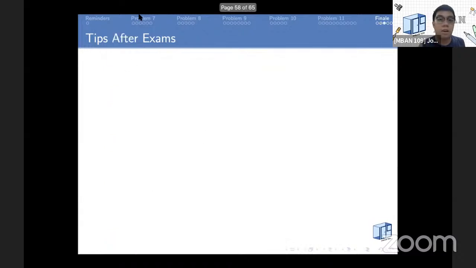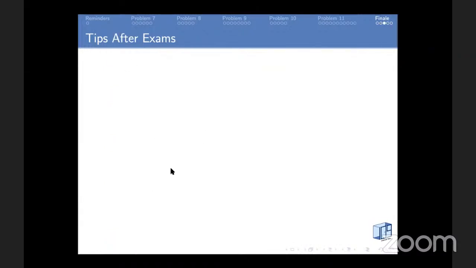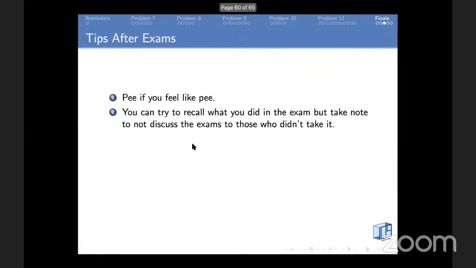So last but not the least, may tips tayo after exams. So una, kung feel nyo na pwede na kayo umihi since after na to ng exams, umihi na kayo para mawala na yung lahat ng mga nararamdaman nyo talaga. Next, you can try to recall what you did in the exam. So, kunwari, after exams, naisip ko na, tama ba tong solution ko dito sa part na to or hindi? You can try to discuss that, pero make sure na i-discuss nyo lang siya sa mga kapwa ka-exam. Hindi pwedeng sa hindi pa nag-exam. Kasi they will get spoiled.